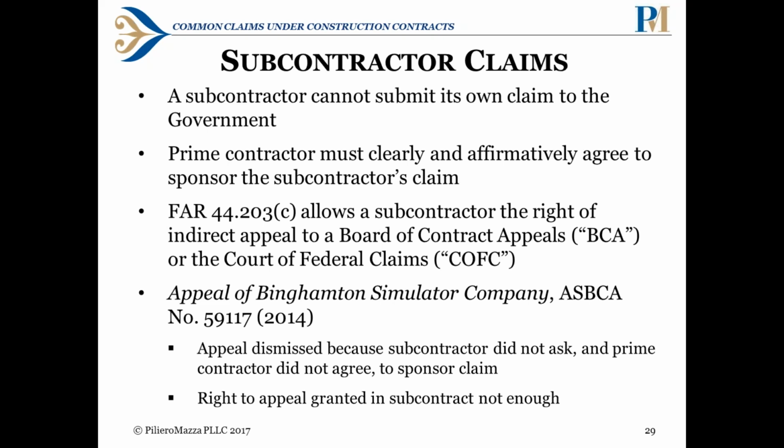FAR 44.203(c) allows a subcontractor the right of indirect appeal to a board of contract appeals or the Court of Federal Claims, in rare circumstances. It's not a very often invoked provision.